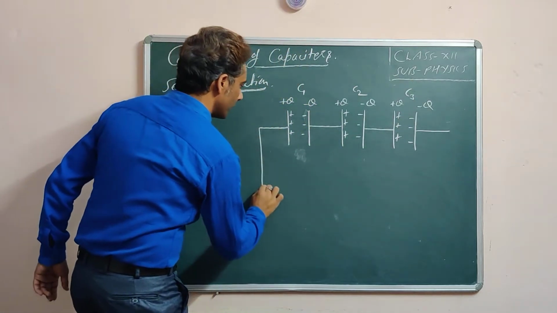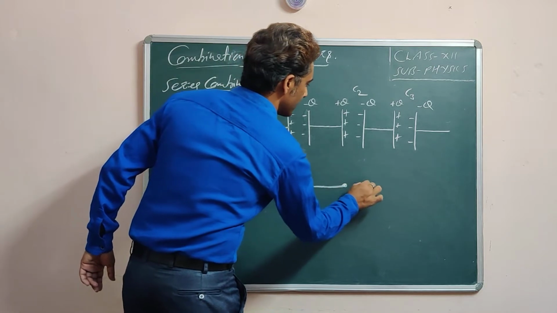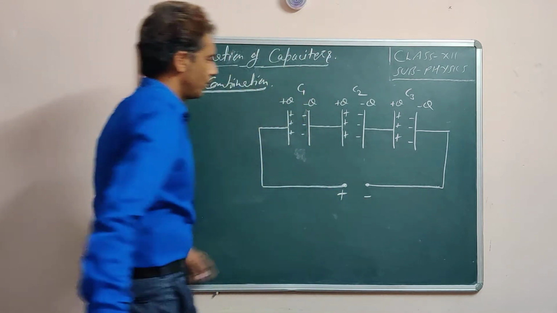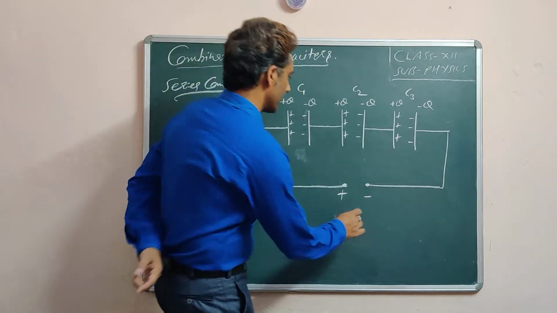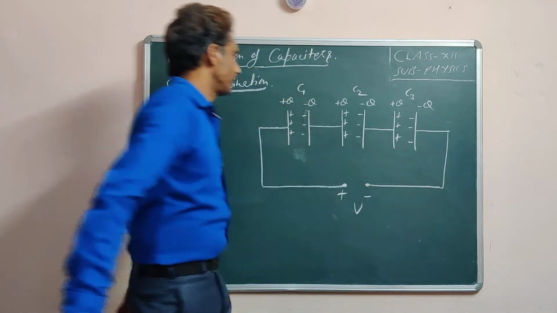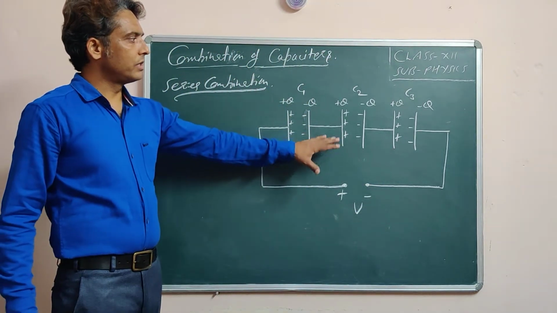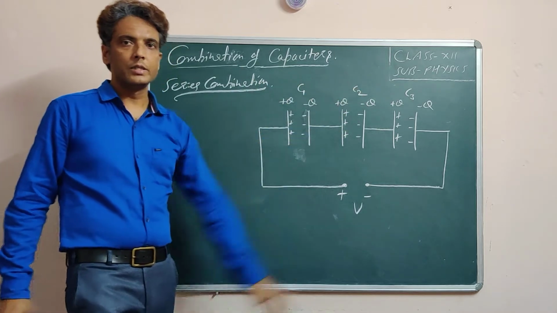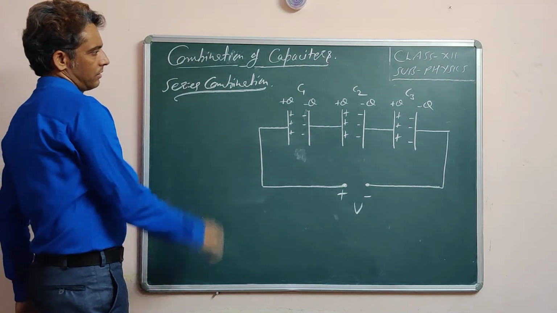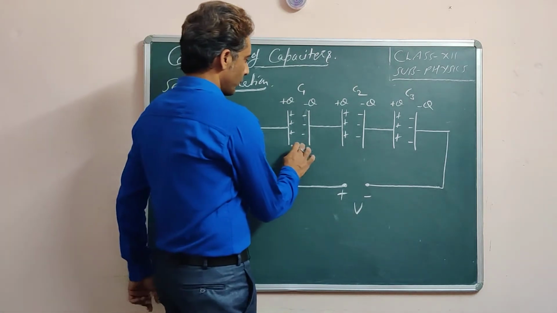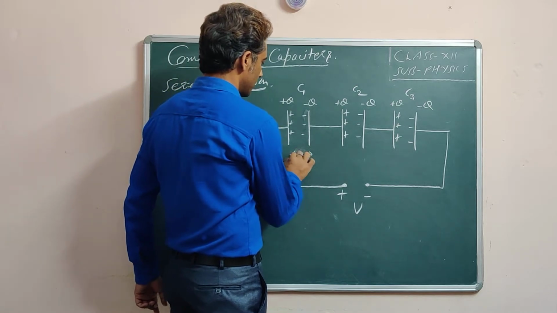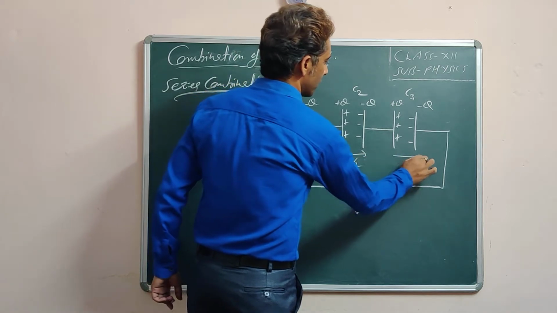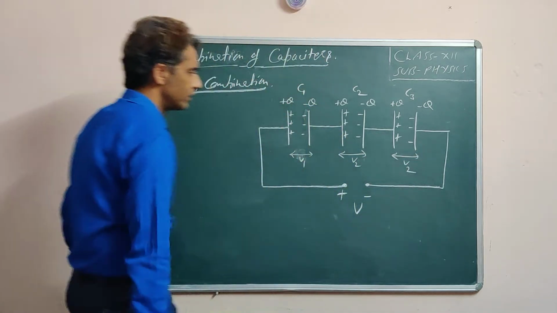So let this combination be connected to source of potential difference V. So this is positive terminal and this is negative terminal. So this combination is series combination of three capacitors of capacitance C1, C2 and C3. Let V1 be the potential difference on this capacitor. Potential difference on this be V2 and potential difference on this be V3.